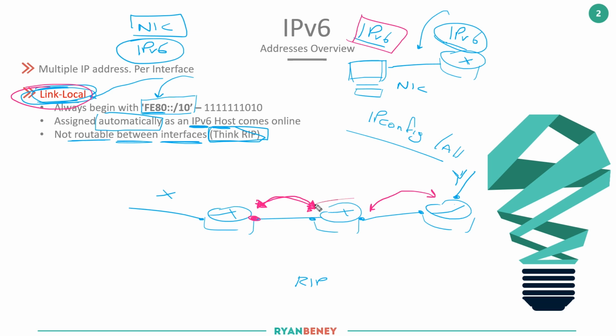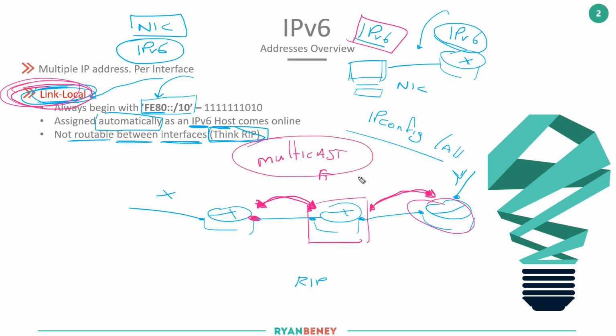This guy will build that information inside its routing table, and then of course generate its RIP traffic or its RIP updates to be sent over to this router. Now the source will always be a link local address. The destination, just like in IPv4, is a multicast address. So link local is used for any traffic going between devices.